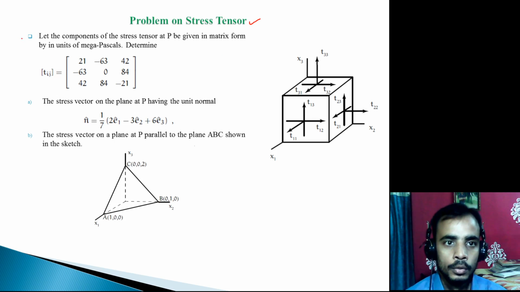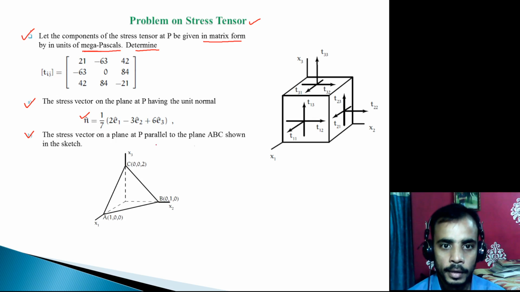Okay, so the problem is given like this: let the components of the stress tensor at P be given in matrix form, in units of megapascal. Determine number 1, the stress vector on the plane at P having the unit normal given, and the stress vector on a plane at P parallel to the plane ABC. So that means you have to find out the stress vector on a plane that is parallel to ABC as shown in the figure. Okay, so this is the problem.